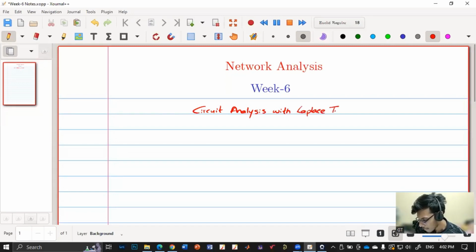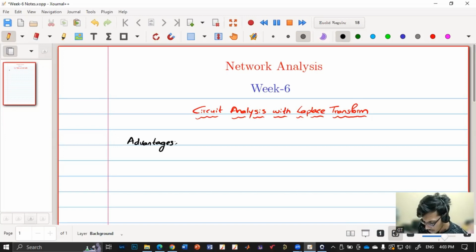with Laplace transform. So before we go into how to solve using Laplace transform, I just want to explain what are the advantages of using Laplace transform. There are two main advantages, and also why we are using this, because it will make our job easy when we solve any RLC network.